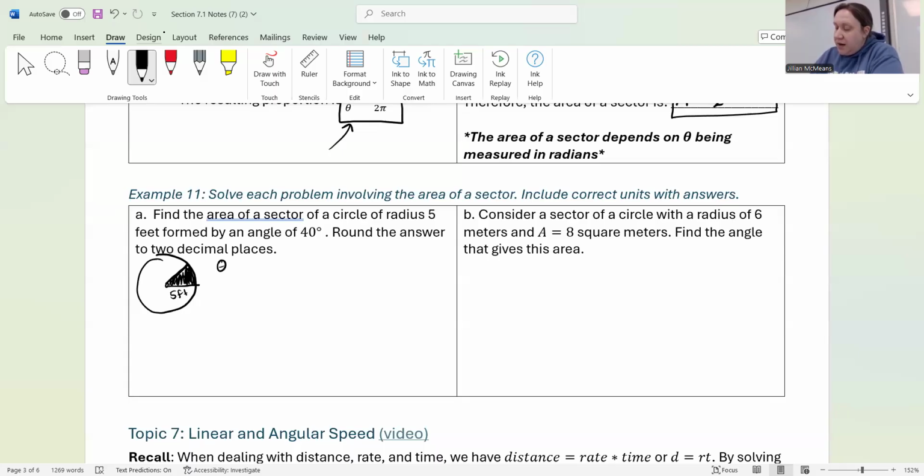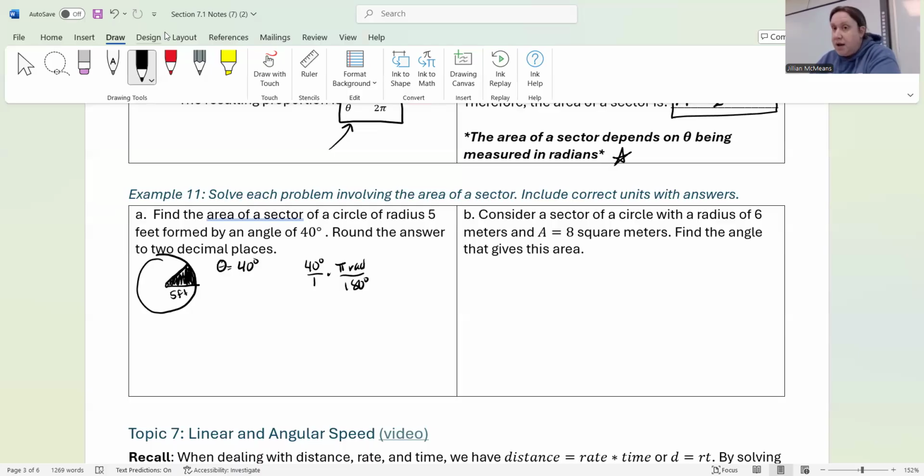Now, we are told that theta is 40 degrees, but remember, I told you up here that if we're dealing with the area of a sector or arc length, we have to make sure that we're dealing with radians, because all of this is based on the measure of radians. So we need to convert right off the bat. Theta needs to be converted to radians. So we have 40 degrees. Remember, we have 180 degrees for every pi radians. So we use that unit fraction to convert, because a unit fraction really just has a value of 1, so we're just multiplying by some form of 1. I want to multiply by pi radians over 180 degrees.